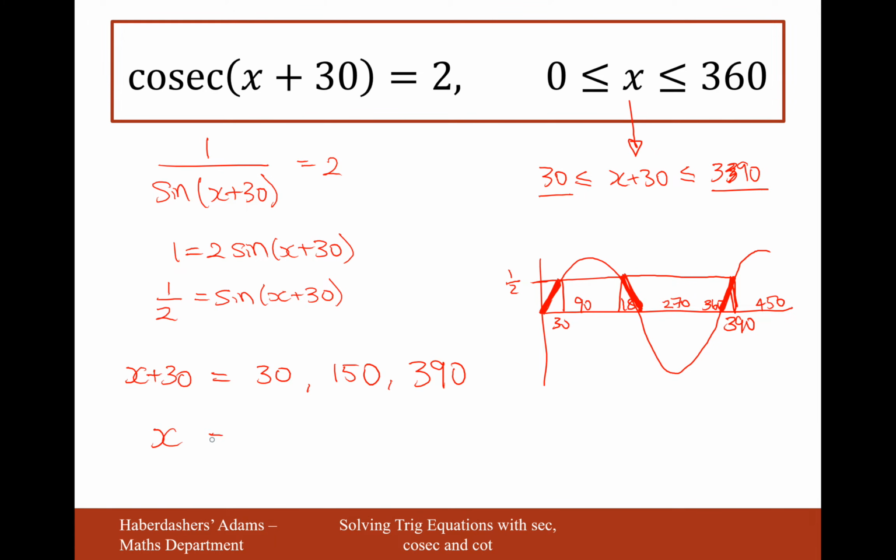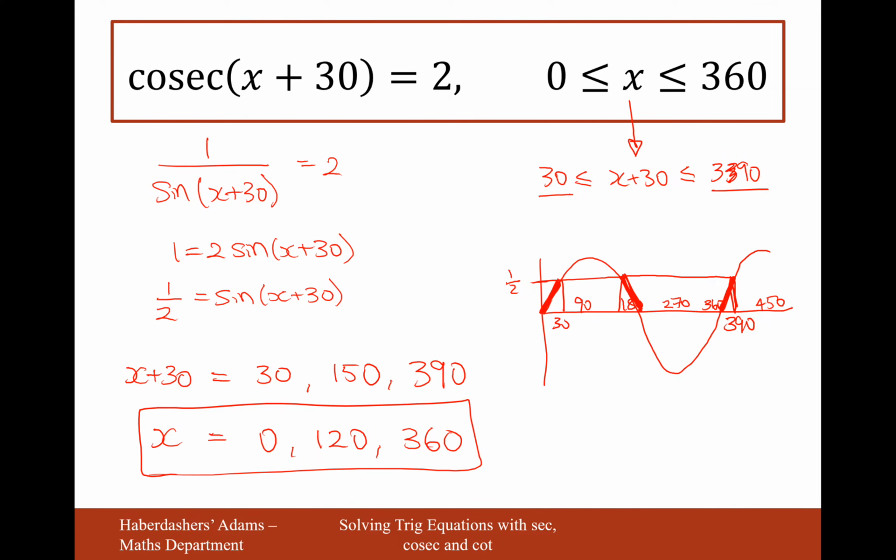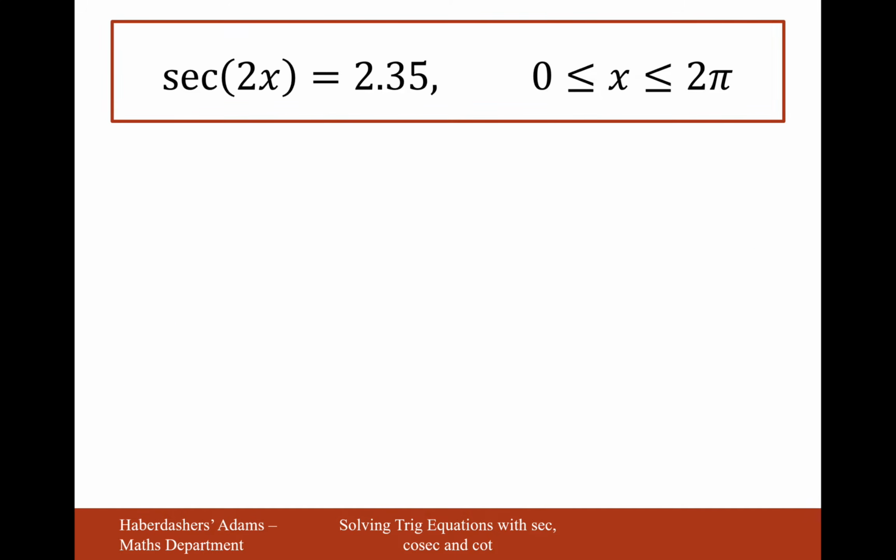The last thing I need to do is, because x plus 30 was all of these angles, to find x, I need to take away 30 from all of these angles. So it's going to be 0, 120, and 360. And there we are. These are the three answers to this question. Okay, so let's move on to the next one.